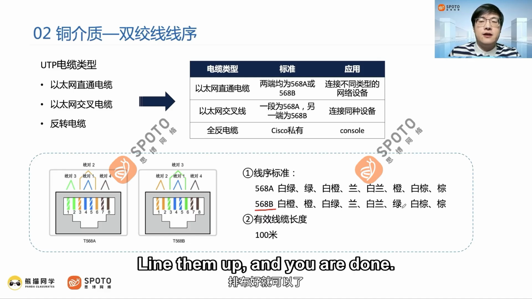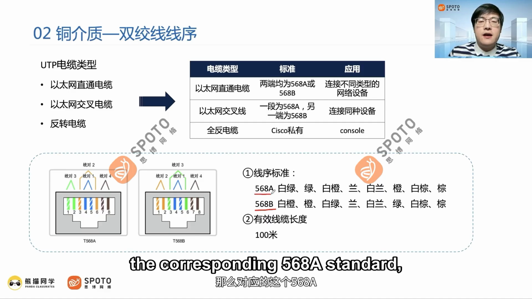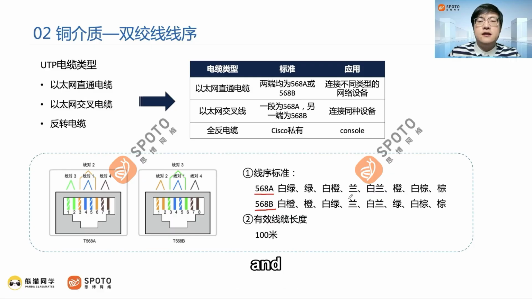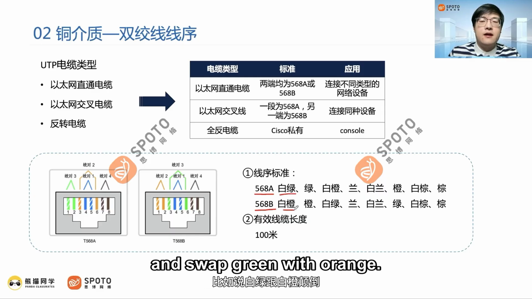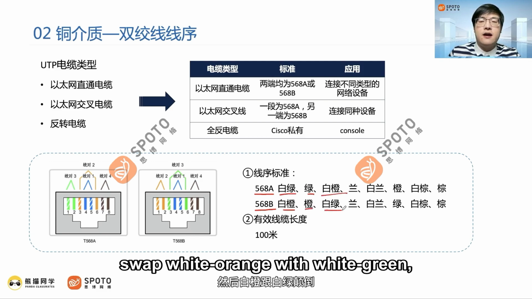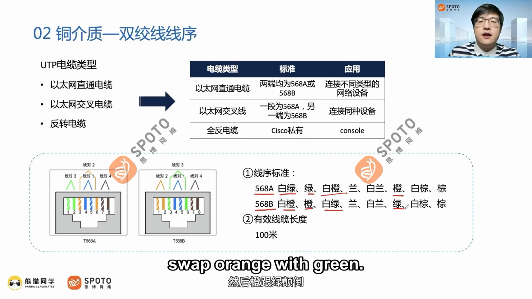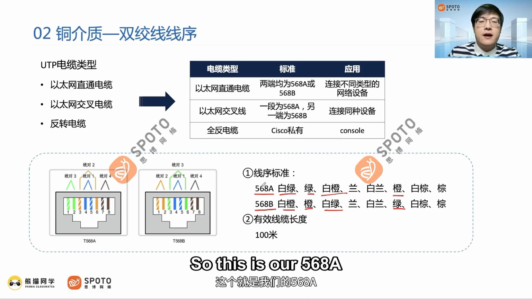Now, the corresponding 568A standard is basically taking the green and orange pairs and swapping them with each other. For example, swap white green with white orange, and swap green with orange. So this is our 568A.